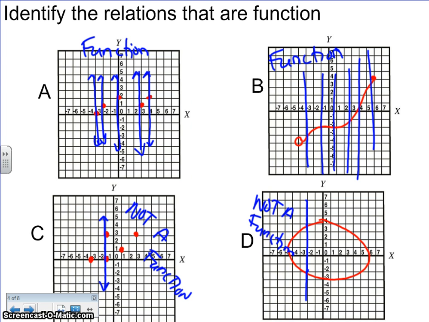Let's take a close look at C just for a second, just to try and tie it all together with what we already know. This point right here has coordinates of -1, 0. This point right here has coordinates of -1, 3. So we got -1 going to 3, -1 going to 0, by the same rule that we talked about on the last two slides. That's not a function.